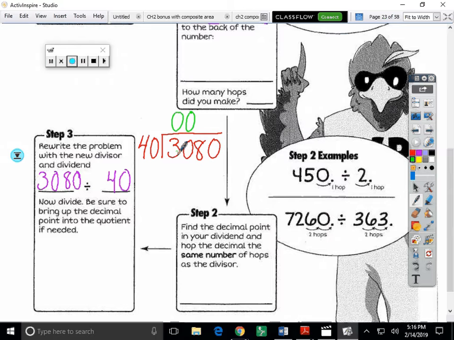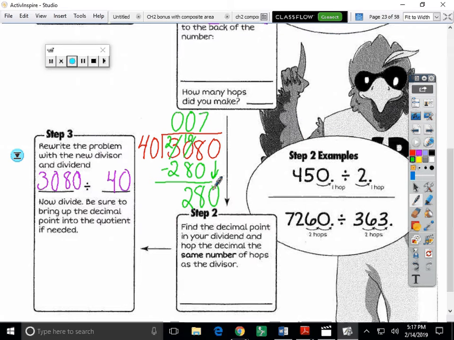Well, I know 4 times 7 gets me 28. And that seems pretty close to this 30 out front that I want. So if I try a 7, 7 times 40 shouldn't be 28. It should be 280. And that's perfect because it gets me close enough, I think. 8 take away 0 is 8. And here a little bit of a regroup. 10 take away 8 is 2. Well, 28 is definitely smaller than my divisor. Things are going well. I'll bring down the next place value.